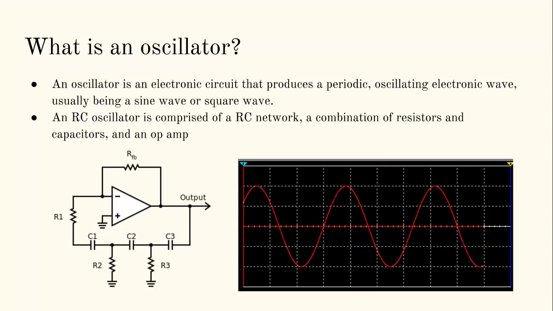To start off, we'll talk about what an oscillator is. An oscillator is an electronic circuit that produces a periodic oscillating electronic wave, usually being a sine wave or a square wave. An RC oscillator is comprised of the RC network, a combination of resistors and capacitors, and an op-amp. In this picture, you can see the result of an oscillator.